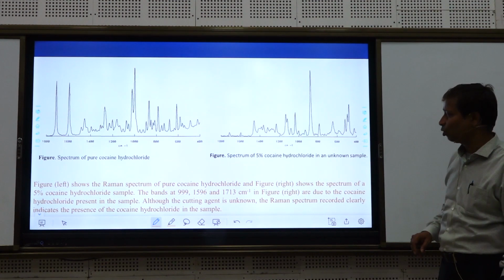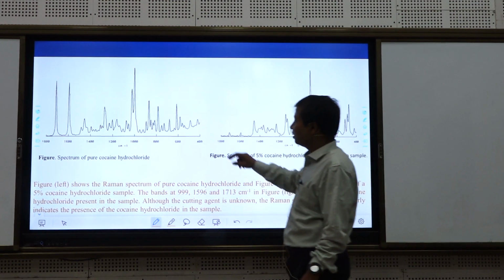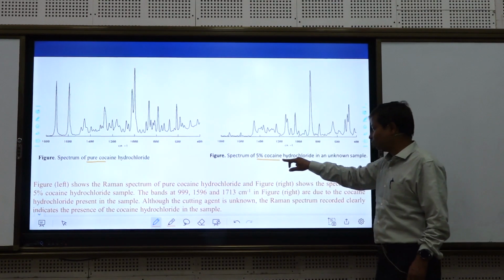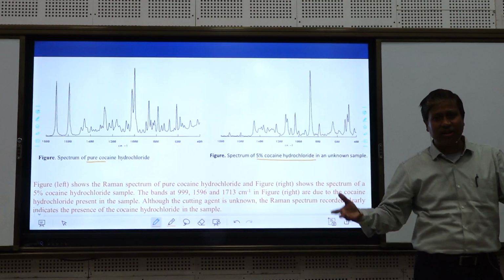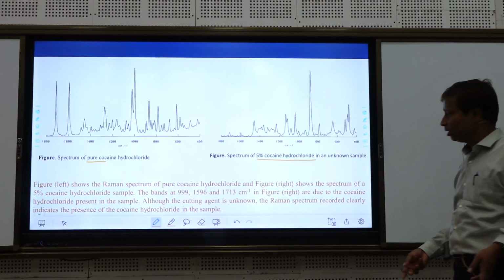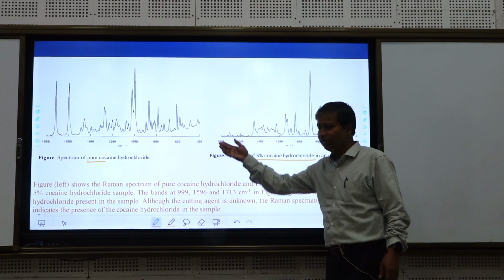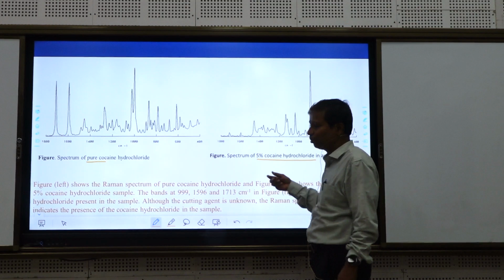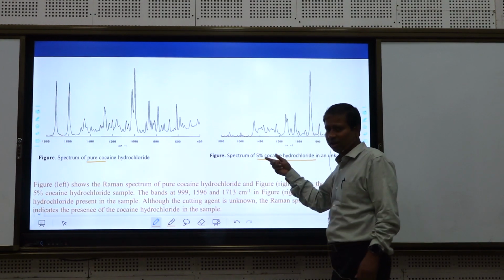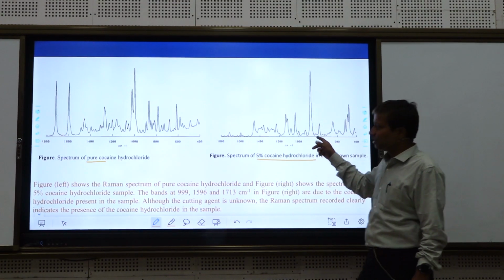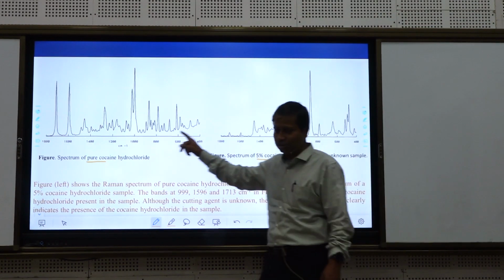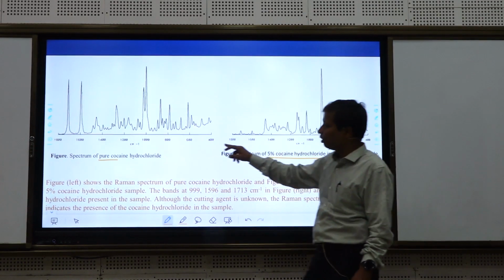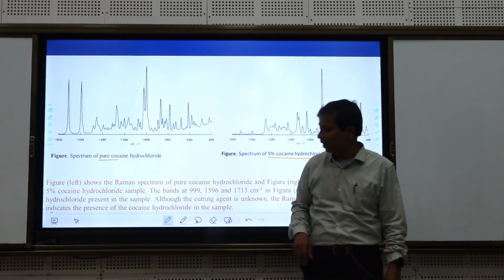This is the spectrum of pure cocaine hydrochloride, this is the pure one, and this is the one with only 5% cocaine hydrochloride in other substance. Because hardly anybody takes pure cocaine. It will be mixed. So you have to make sure that the mixed one's spectrum can be identified based on the pure spectrum. And here they say that this mixed spectrum is quite a lot the same as the pure one.